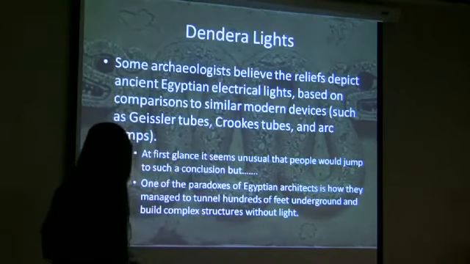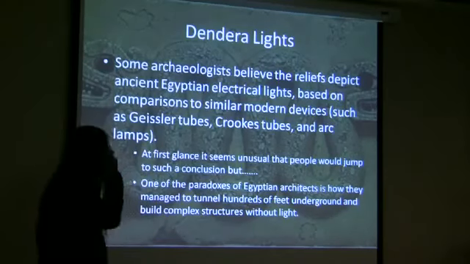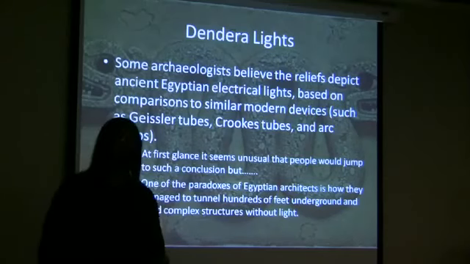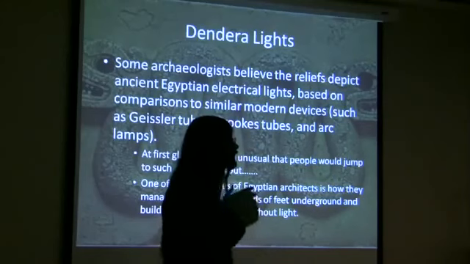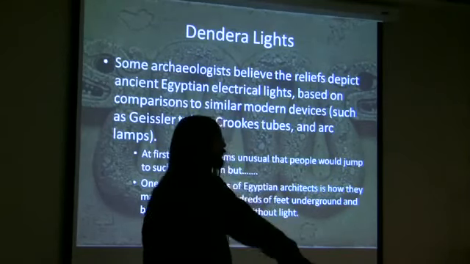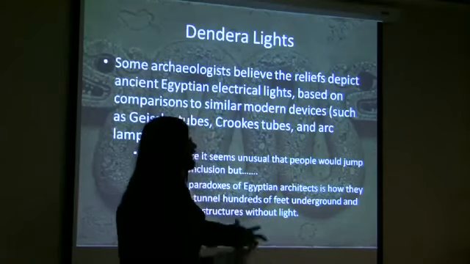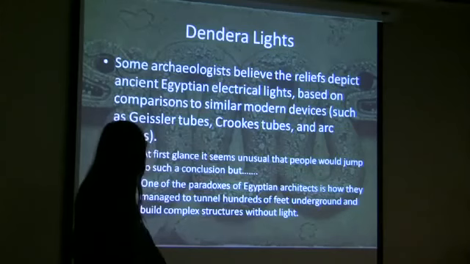There's a paradox that exists with how the Egyptian architects managed to tunnel hundreds of feet underground and build complex structures without light. This is something archaeologists have always wondered about, because a lot of the Egyptian, especially the tombs, things like the pyramids, they tunneled deep into the earth, right? They went deep underground to make these sprawling complexes that went really far underground. They did all that without light.